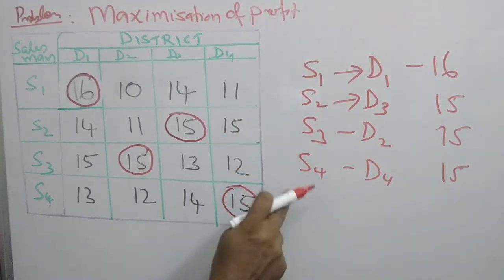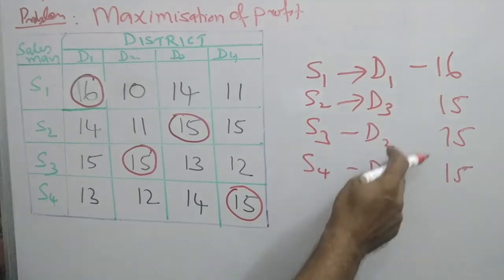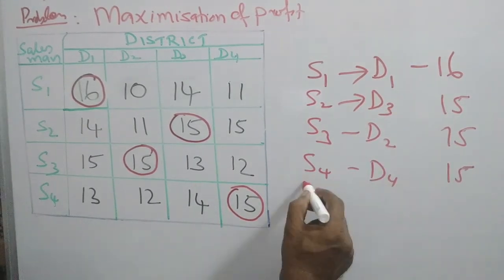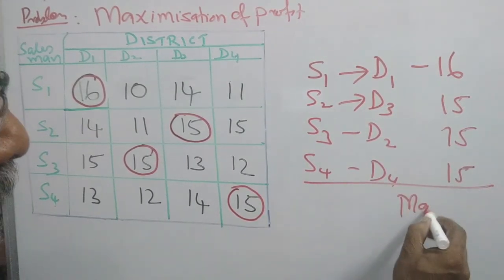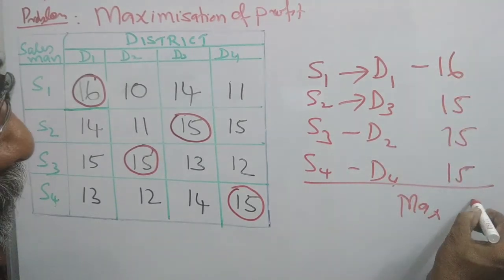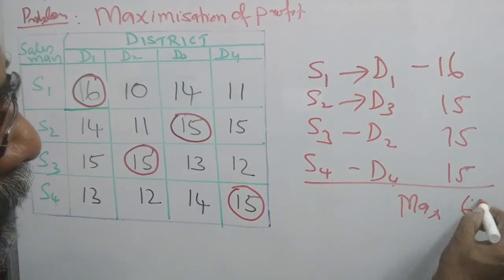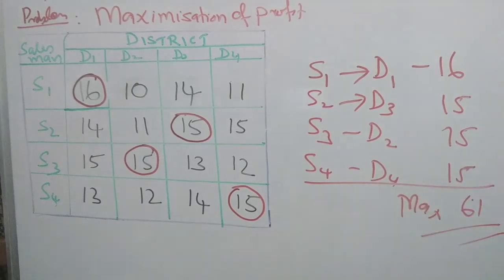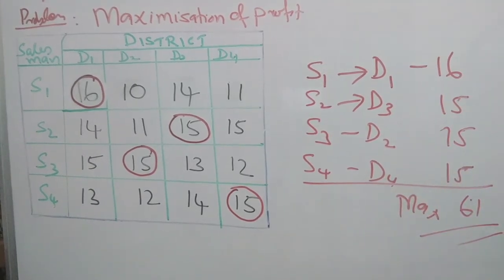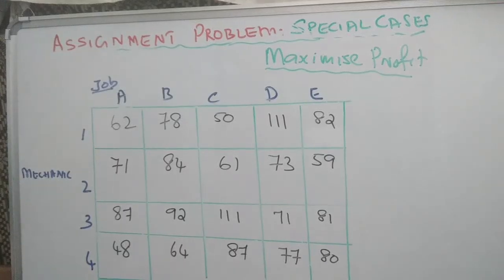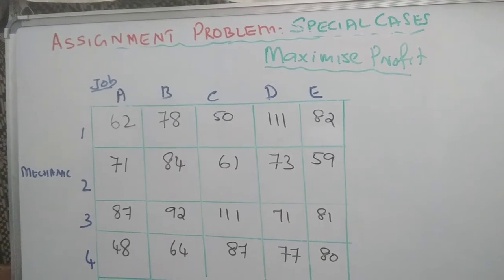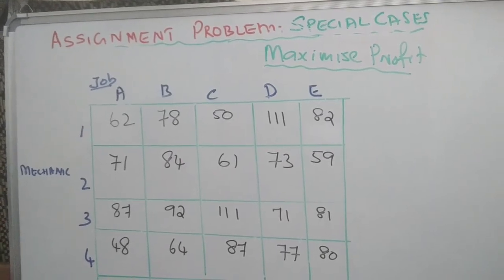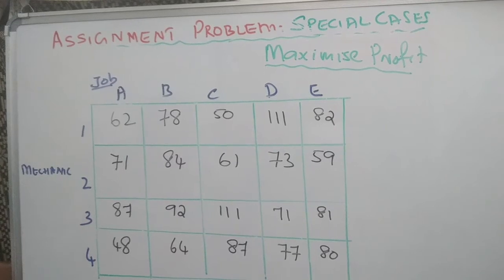S1, S2, S3, S4, once and only once. D1, D2, D3, D4, once and only once. And the maximum profit is, maximum means 61. One more special type of problem of AP is discussing now.